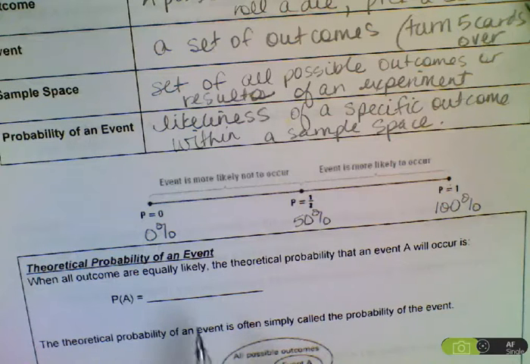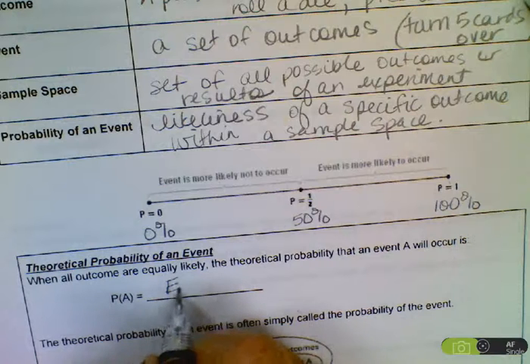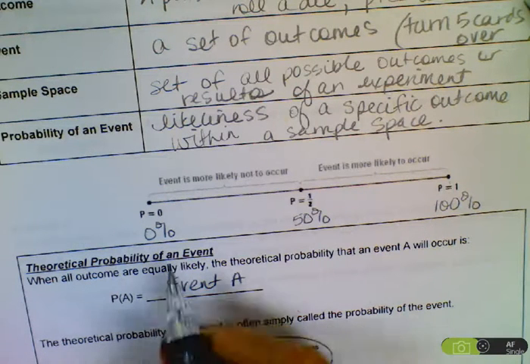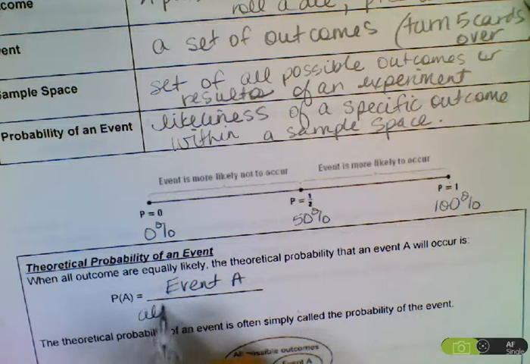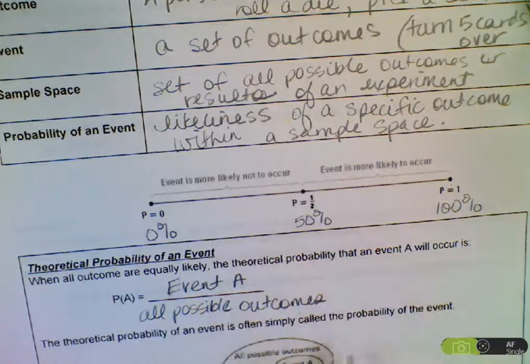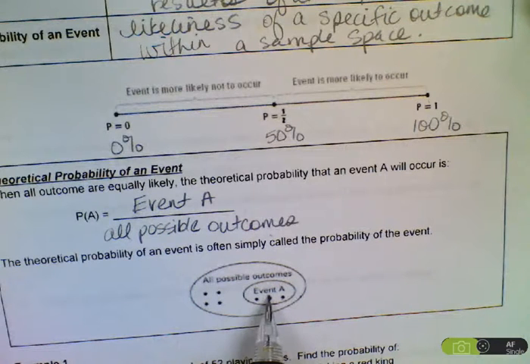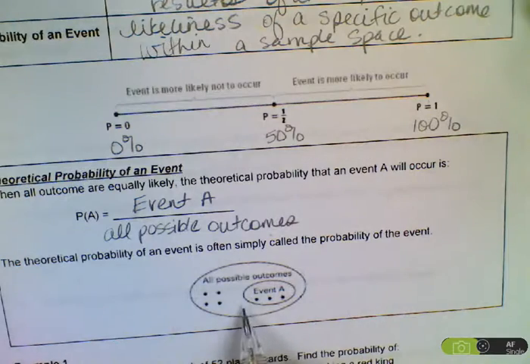When all outcomes are equally likely, the theoretical probability that event A will occur is the number of ways event A can happen divided by all the possible outcomes that could happen. So if you have 7 events that have happened, and event A is what you're looking for, that only happened 3 times out of 7 in this little diagram. Okay, so let's do some practice problems for that.